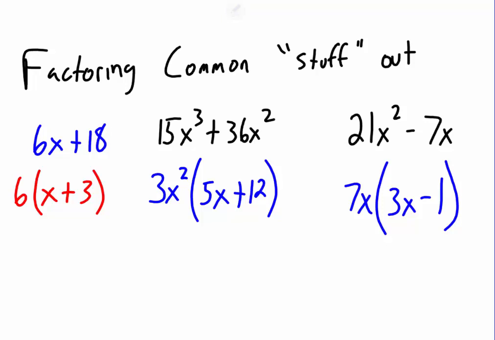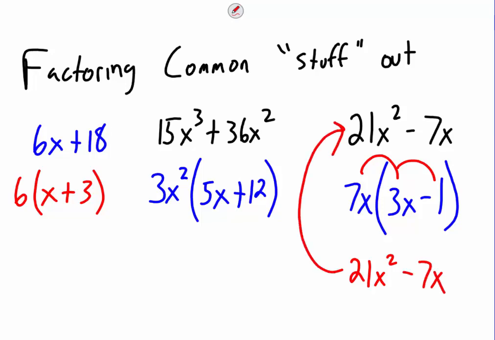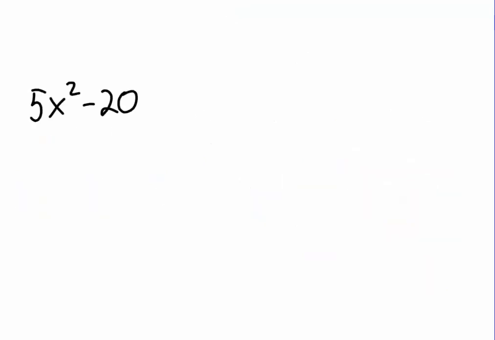If you're wondering why we necessarily have to put the 1 there, all we have to do is distribute this and see if we can get back to our beginning problem. We should be able to. 7 times 3 is 21. X times x is x squared. 7x times a negative 1 is a negative 7x. Look at that. We got right back to our beginning problem. If we didn't, that'd be a really, really bad thing. All right, so almost there.